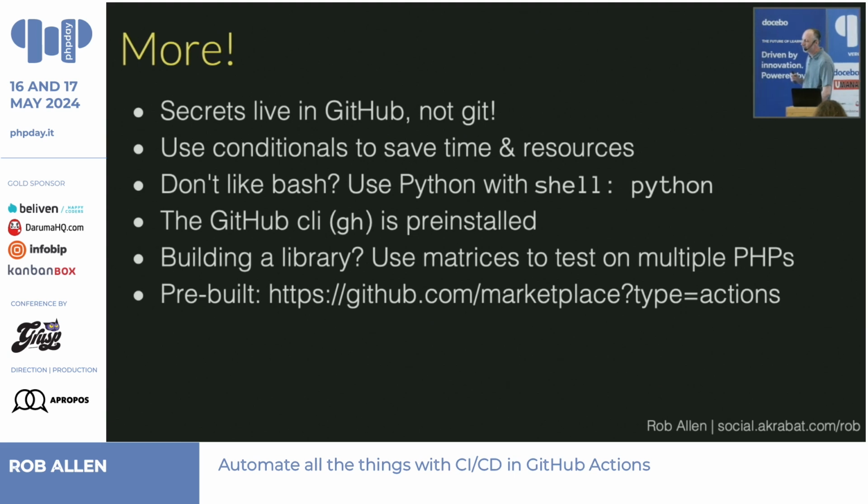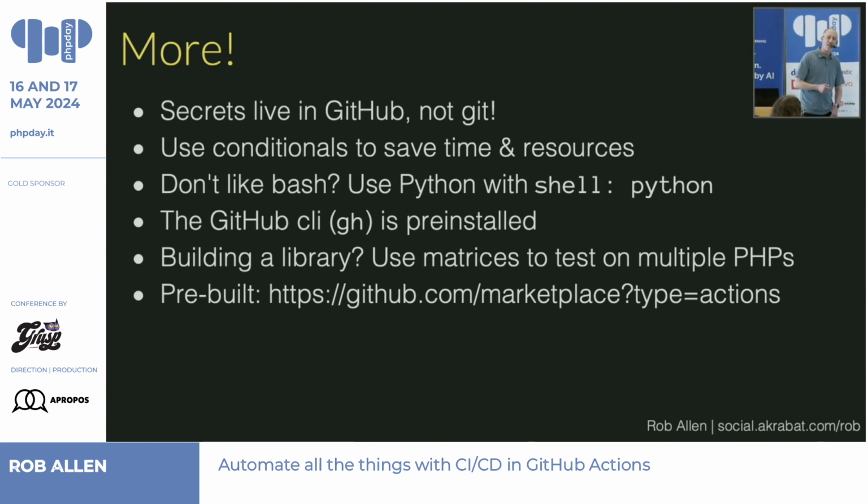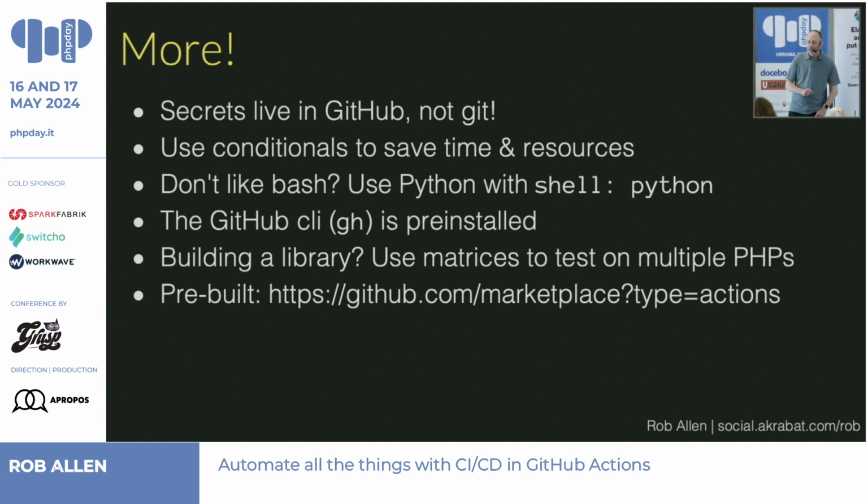Conditionals are fantastic for saving time. There's no point in running your PHPUnit tests if the only changes were related to CSS. You can use the if statement to stop that. I'm a huge fan of Bash. I like writing in Bash. I find Bash is a great common denominator, quite easy to write shell scripts in. If you're not a fan of Bash, you can use Python. Just set the shell to Python, and now you can use Python instead of Bash for all your GitHub Actions.